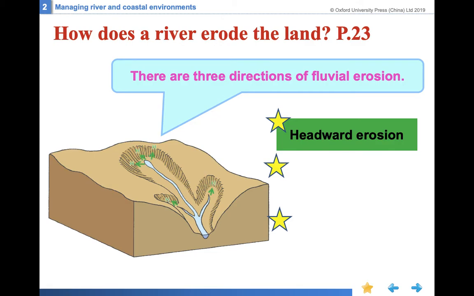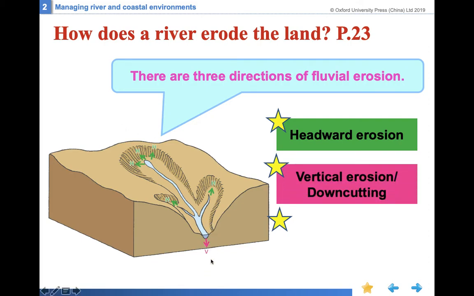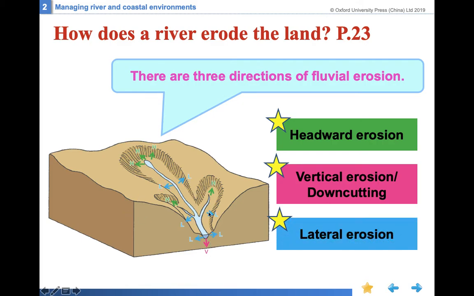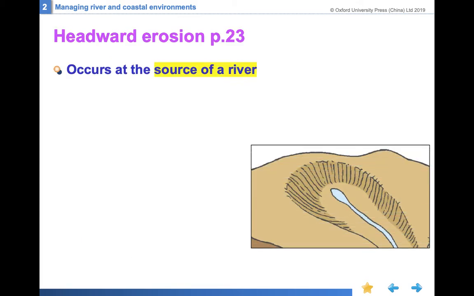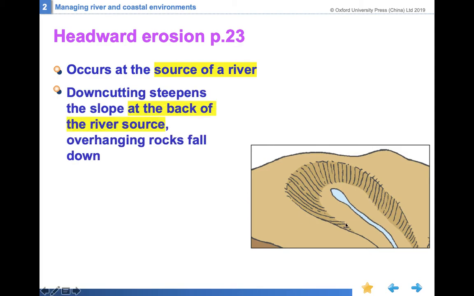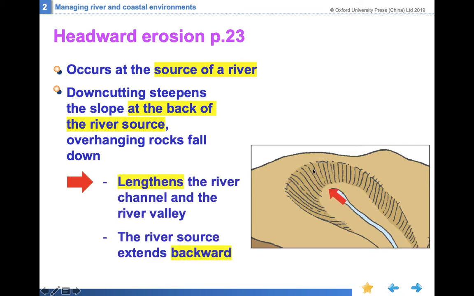There are mainly three types of fluvial erosion: the headward erosion, the vertical erosion, or what we call the downcutting, and the lateral erosion. So put a star on this table on page 23. Headward erosion means that at the source of the water, the erosion will mix downcutting and steepen the slope at the back of the river source here 喺後面嘅, and it will extend the river source backward, lengthening the river channel.